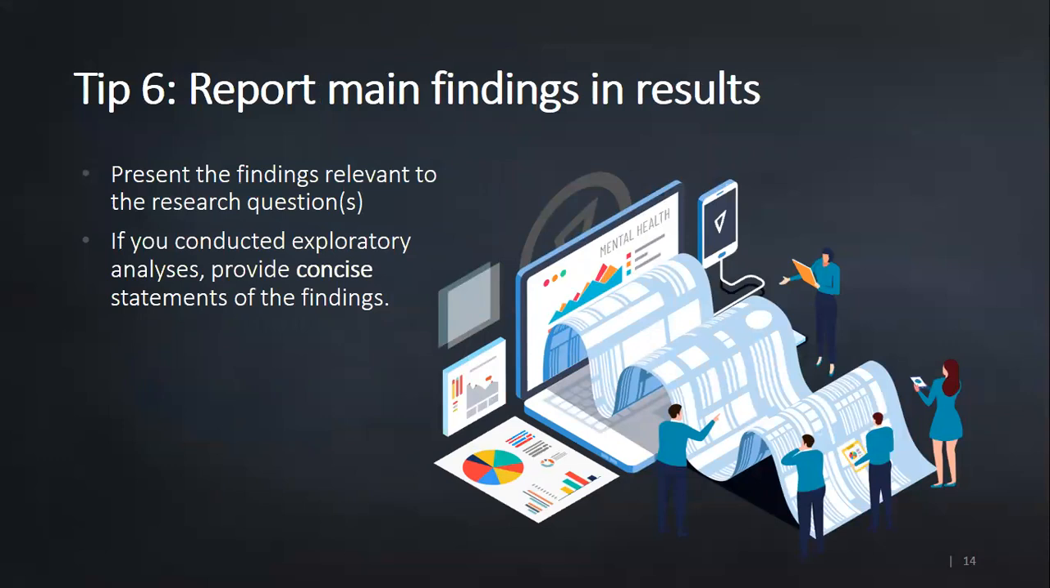Report main findings in results. Be sure to present all findings that are relevant to your research questions in the results section before the discussion. But of course, again, it differs from one journal to another. That's why I keep saying always look at at least 3 articles from that particular journal before you decide to publish in it, to see the protocols and the guidelines in that particular journal.